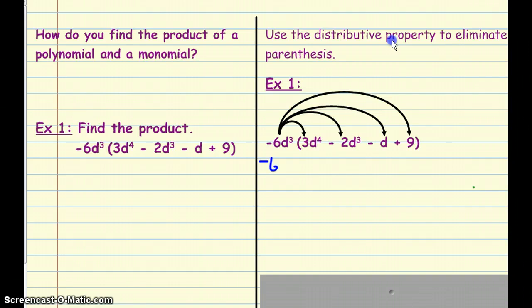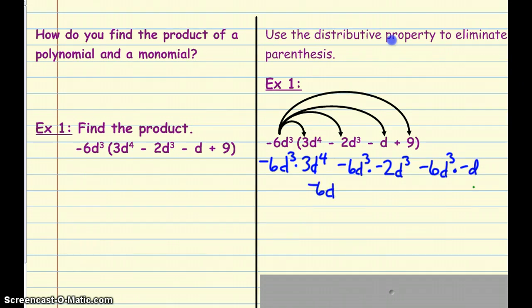So we have negative 6d to the third times 3d to the fourth, negative 6d to the third times negative 2d to the third, negative 6d to the third times negative d. And I have to go to the next line here. We have negative 6d to the third times positive 9. So we treat each of these terms separately, and now what we're going to do is multiply them together.